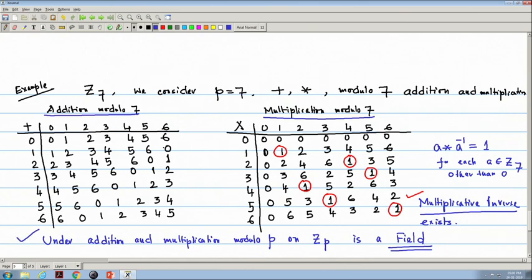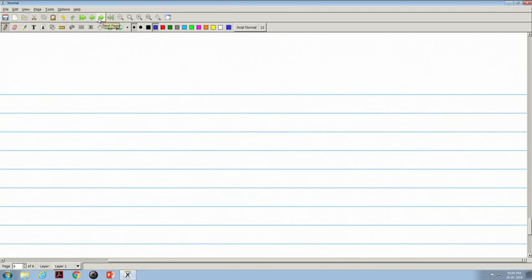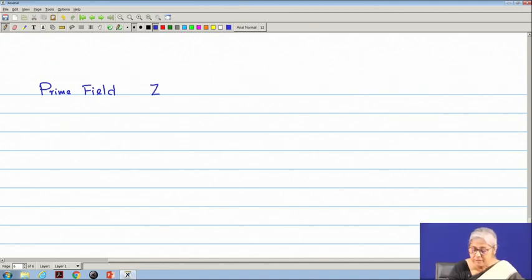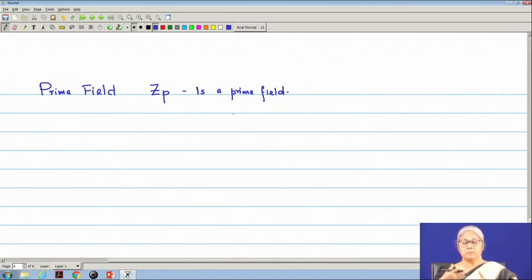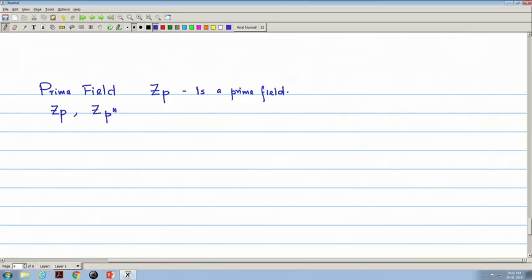And this is a very good observation, and based on that we will be forming the prime field. Normally when p is prime, we call it a prime field, so Z_p is a prime field. In the next lectures we will mainly be considering this prime field and the extension field, that is Z_p^n, meaning p to the power n, where the set of elements is 0 to p to the power n. So mainly our focus is on these two fields.